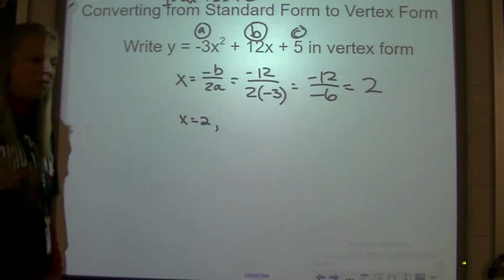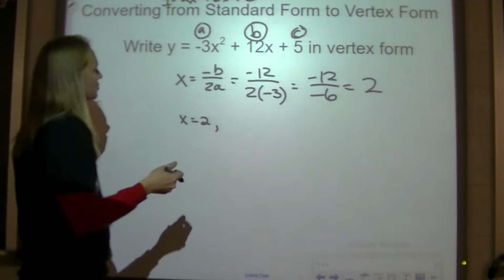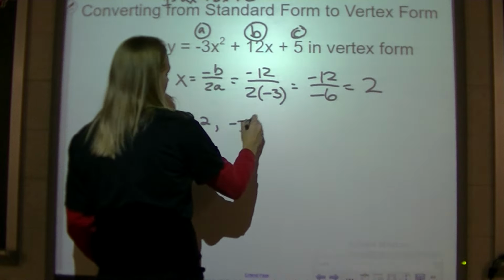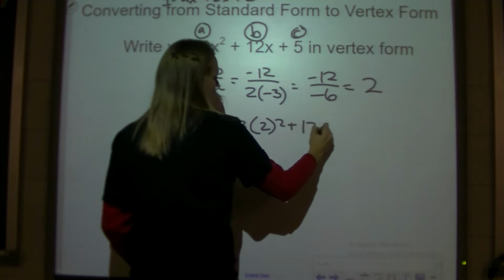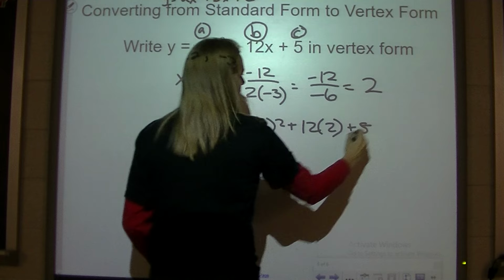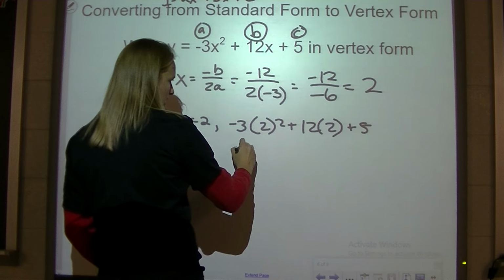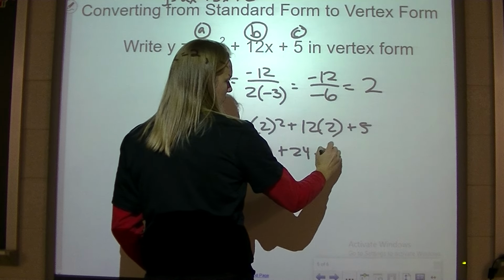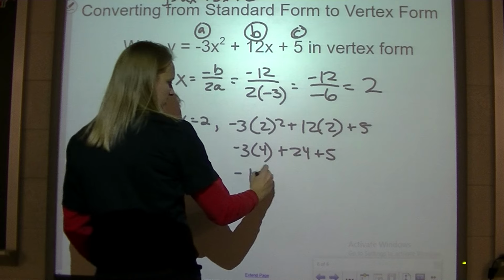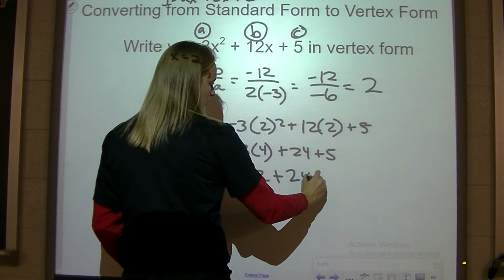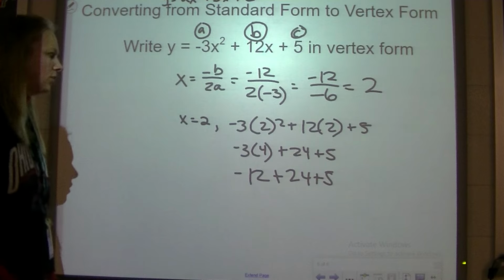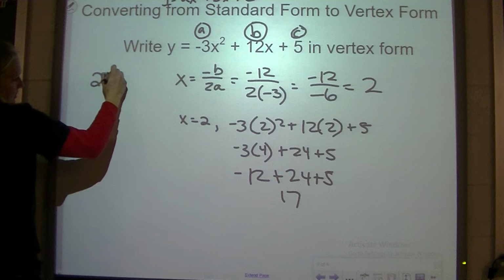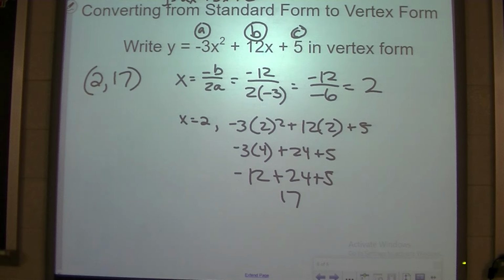So we need to find what the y-coordinate is when x is 2 to establish our vertex. So we're going to take what x equals, plug it in, and solve the equation for y. So we're going to have negative 3 times 2 squared plus 12 times 2 plus 5. And we get negative 3 times 4, because 2 squared is 4, plus 24 plus 5. So this is negative 12 plus 24 plus 5. Negative 12 plus 24 is 12. 12 plus 5 is 17. So we get the vertex of (2, 17).